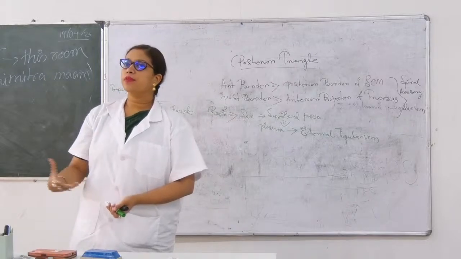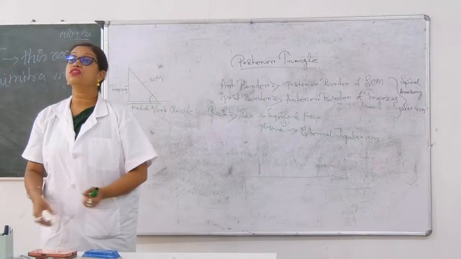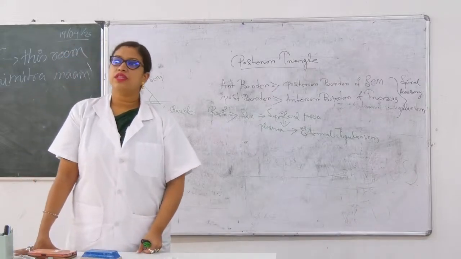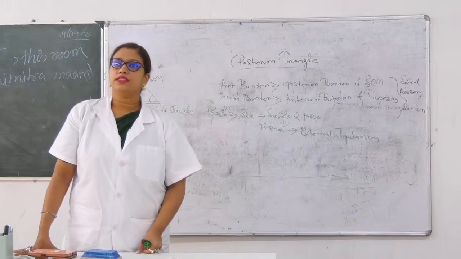If air enters, what will happen? There will be air embolism, pulmonary embolism, and it will cause sudden death. So that's why it is very much clinically important. So this is number 1 point of the external jugular vein.